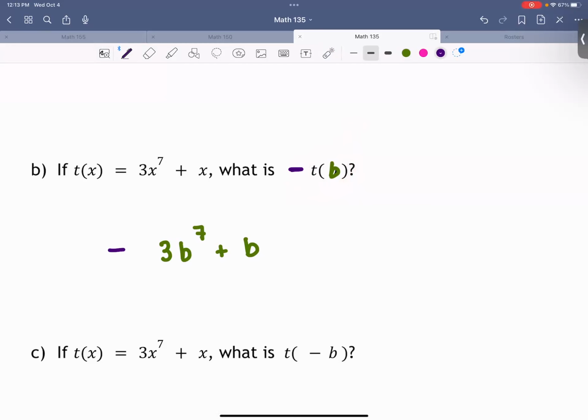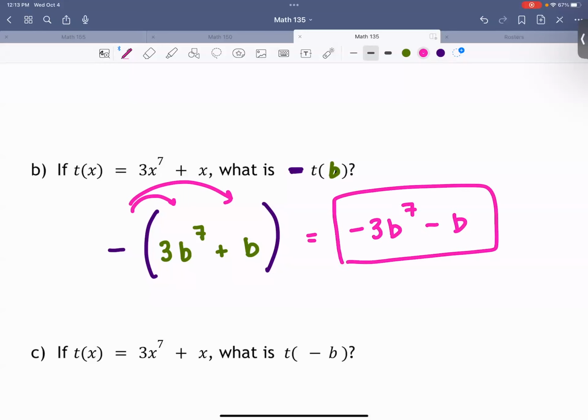Now, I'm not just slapping a minus at the beginning of the equation, I'm slapping a minus on the entire equation. So I have to put that entire thing in parentheses. So the b in green is just plugging in the b. The minus sign is just sticking a minus in front of it. So it's really two things going on at once. What can I do to simplify this even more? Bring the negative over to both the 3b to the 7th and the plus b. This becomes minus 3b to the 7th minus b. And that is a completed expanded version of my answer.